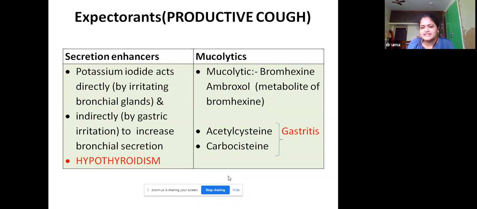In mucolytics, it is bromhexine and ambroxol. Ambroxol is a metabolite of bromhexine. Acetylcysteine and carbocysteine act mainly by breaking the disulfide bonds in the sputum, so that makes the sputum less viscid, so that it can be easily expectorated out. So acetylcysteine and carbocysteine are more prone to cause gastritis.